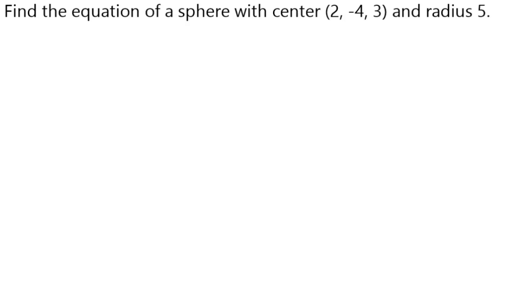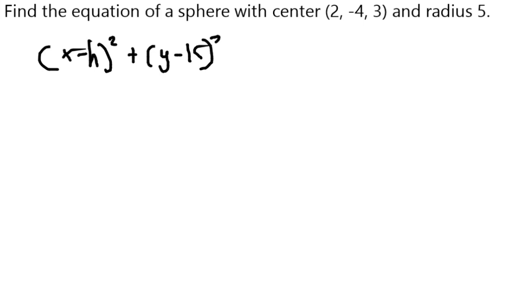Today we're just going to discuss the equation of a sphere. Find the equation of a sphere with center (2, -4, 3) and radius 5. The equation of a sphere is the quantity (x - h) squared plus the quantity (y - k) squared plus (z - l) squared equals r squared.